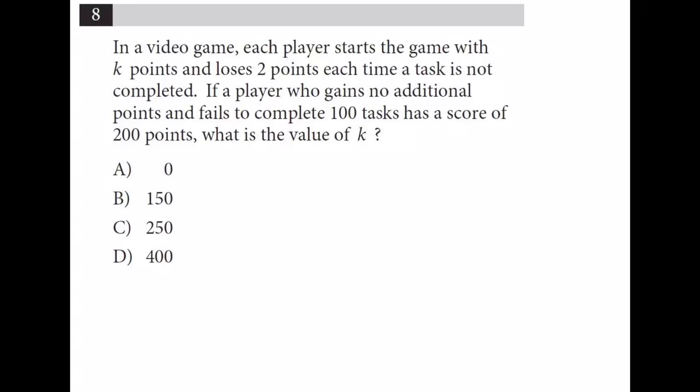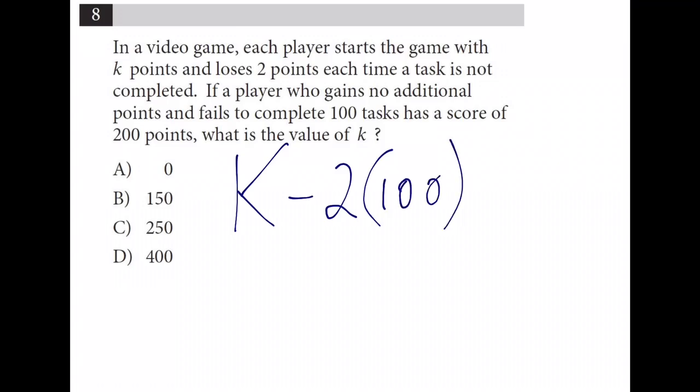Number 8. In a video game, each player starts the game with K points and loses 2 points each time a task is not completed. If a player who gains no additional points and fails to complete 100 tasks has a score of 200 points, what is the value of K? So we begin the game with K points, and we lose 2 points every time a task is not completed, which happens 100 times. And our final score is 200.